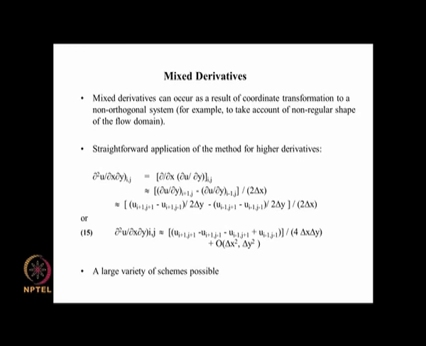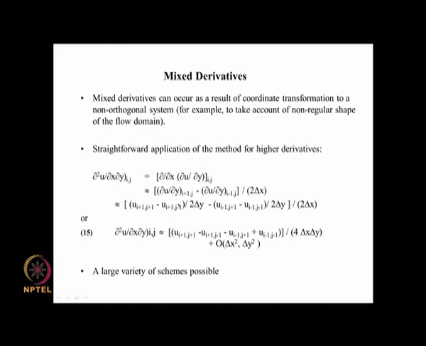We do not have dou square u by dou x dou y, but if we do a coordinate transformation from an orthogonal coordinate system like the Cartesian coordinate system or cylindrical polar coordinate system, to a non-orthogonal coordinate system, which may happen in some special cases when we are dealing with complex shapes, in such a case we have these mixed derivatives that appear. Otherwise, in our Navier-Stokes equations we only have normal derivatives and the mixed derivatives do not come into picture.